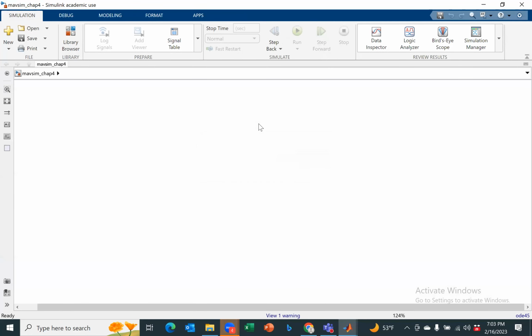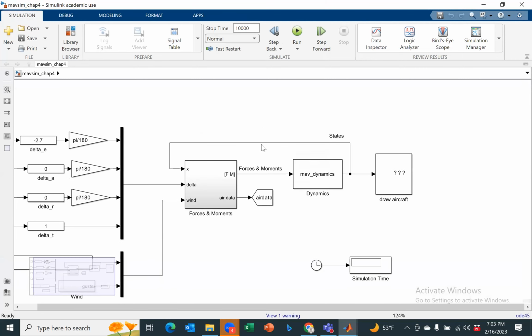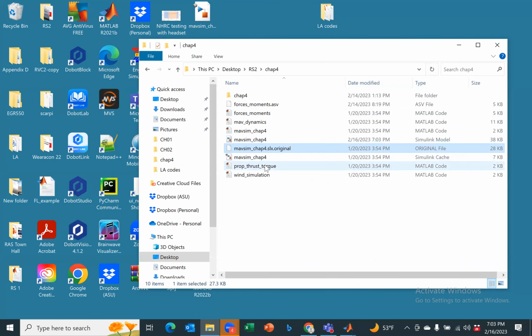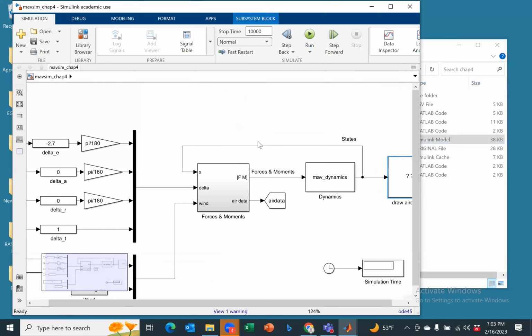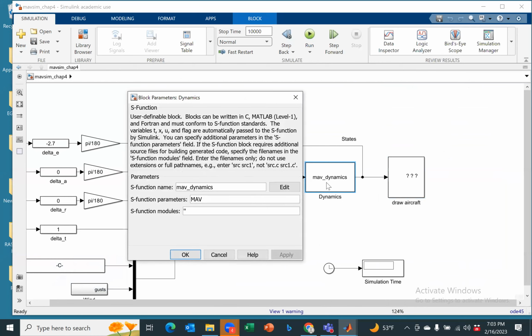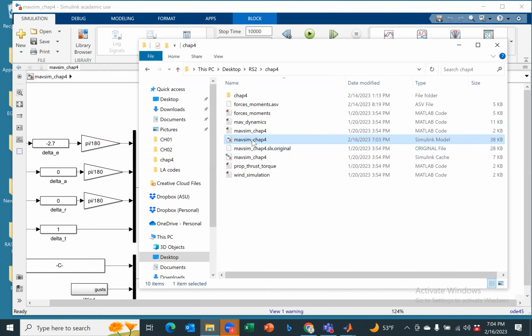Okay, I don't know if I set the environmental variables correctly. Yeah, I haven't set environmental variables correctly, because it won't be able to find the draw aircraft function. Okay. So MAV Dynamics. Does anyone want to take a look at any code here? Okay, wind simulation code.